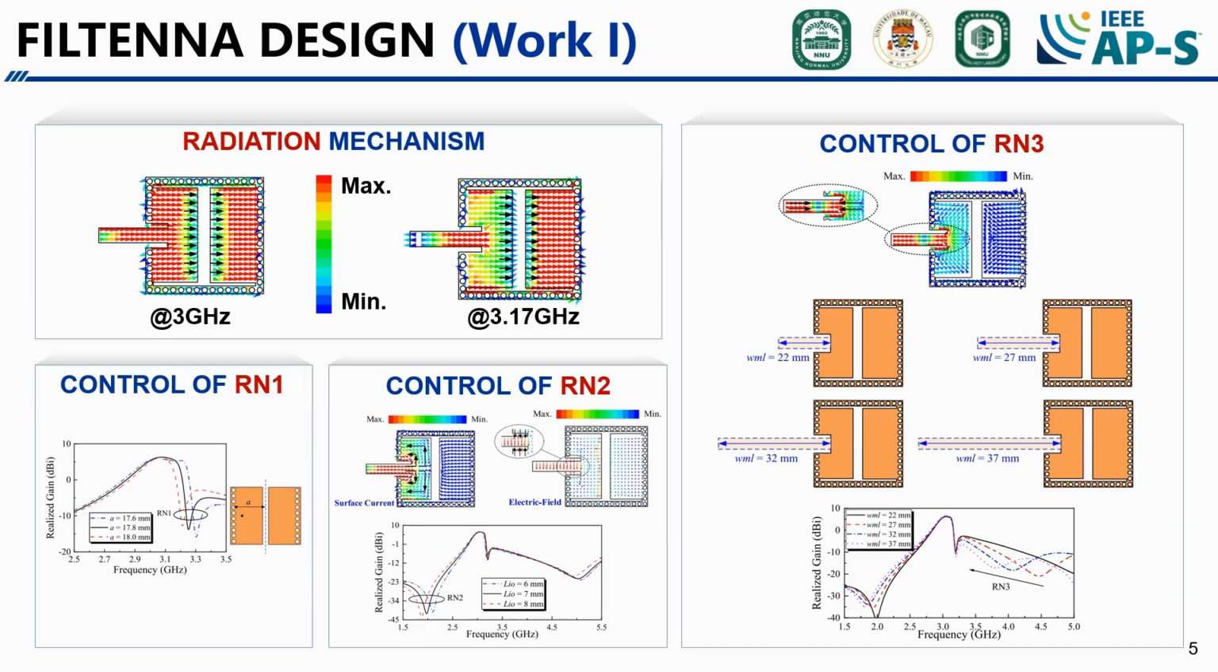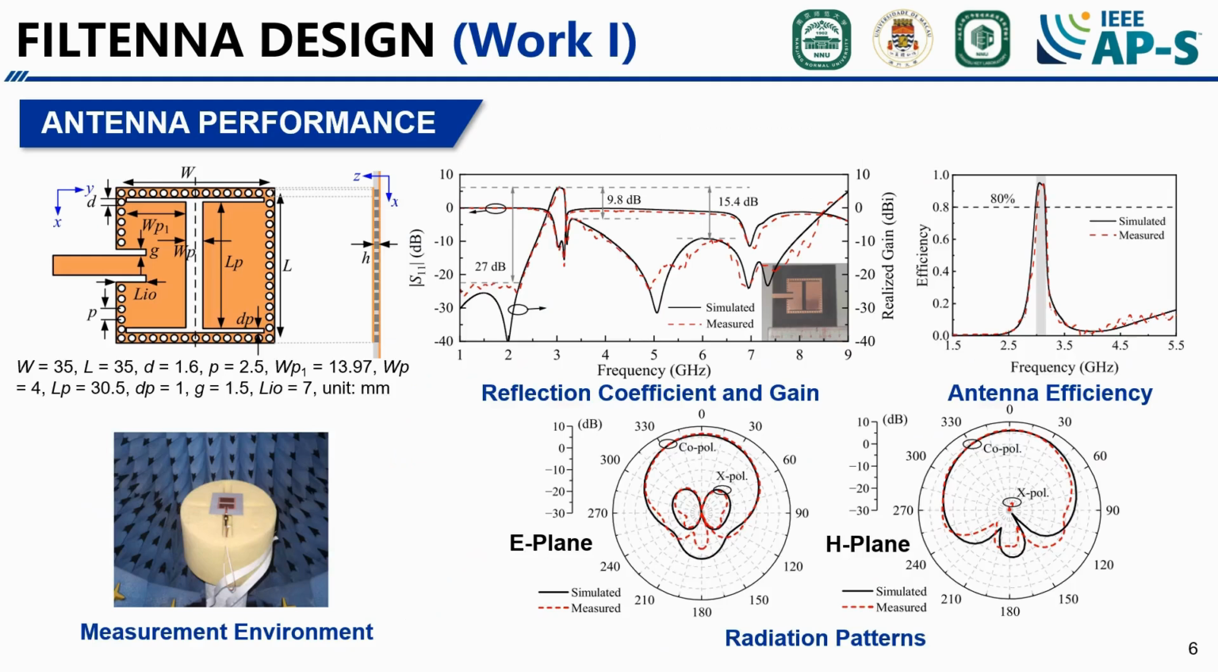RN2 is controlled by the slot insertion depth. RN3 comes from weak radiation in the feeding line and can be adjusted by changing its length. Now, we demonstrate the performance of work 1. It has notable advantages like a wide stop band, multiple radiation nulls, high efficiency, and stable gain.